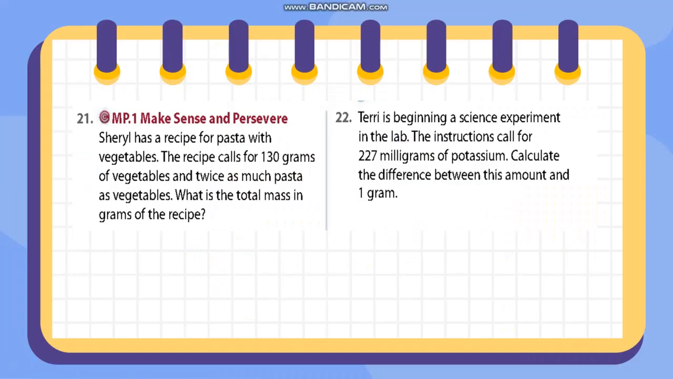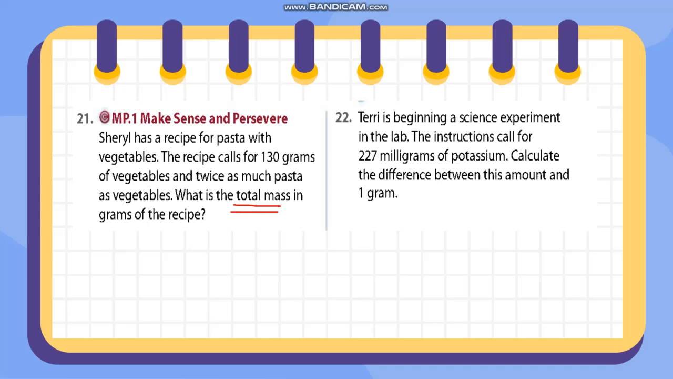Let's answer this question. Cheryl has a recipe for pasta with vegetables. The recipe calls for 130 grams of vegetables and twice as much pasta as vegetables. What is the total mass in grams of the recipe? Total mass means we're going to add. It is asking for the total.